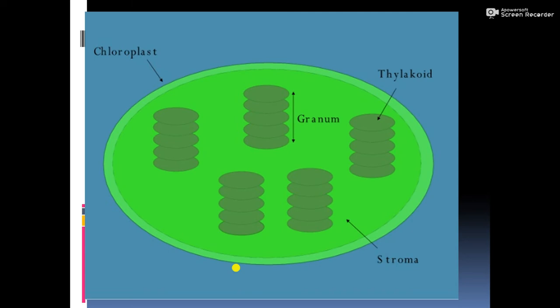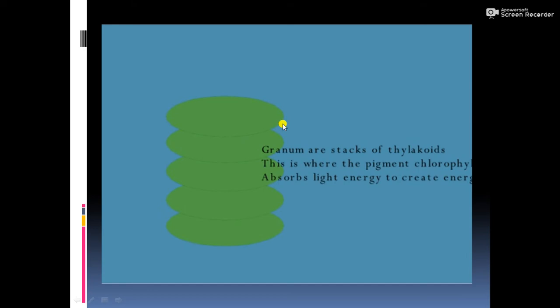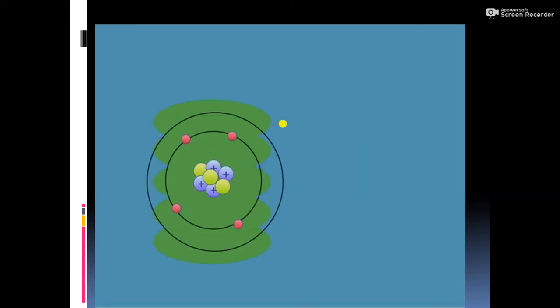So where we can see the total process, that is the chloroplast. This part is granum, which is the site of photosystem. Granum are stacks of thylakoids. This is where the pigment chlorophyll absorbs light energy to create energy.